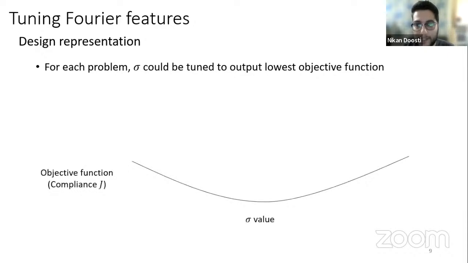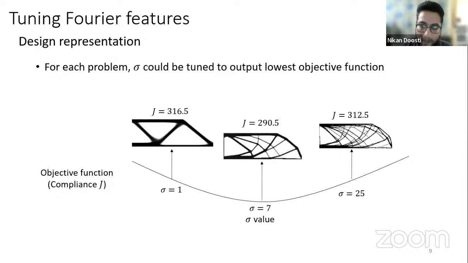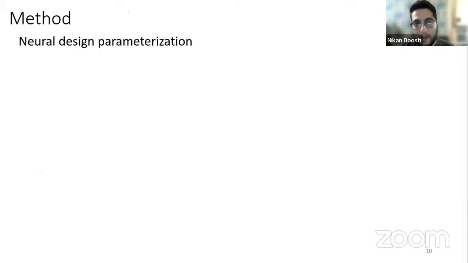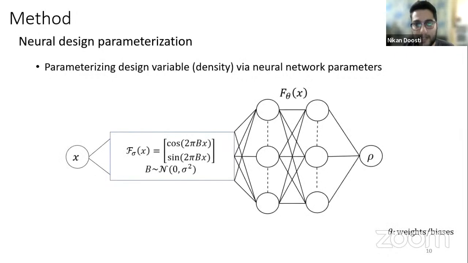Here we can see that using very low or very high sigma will increase compliance by over-smoothing or making the design noisy. So there's again a middle point that obtains a low compliance, which is again desired. To parameterize our problem, we use the same pipeline as before with Fourier features, and the goal is to train the model to learn the mapping from input mesh grid to the design variable, which is density field in case of topology optimization, which we annotated with rho here.